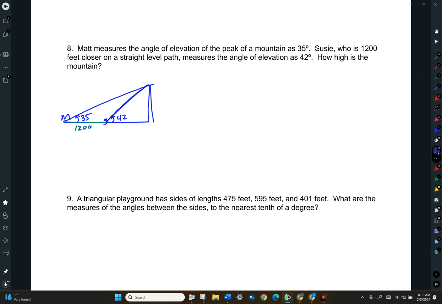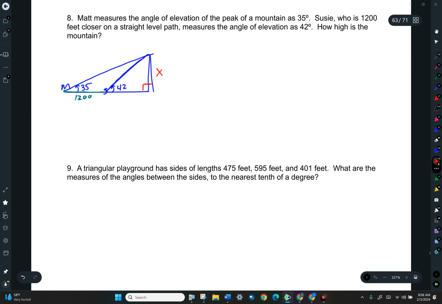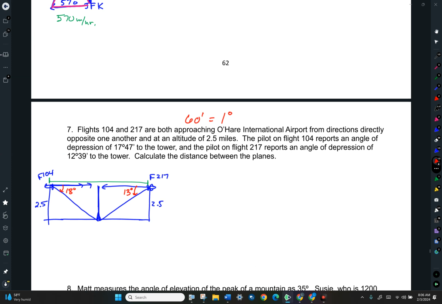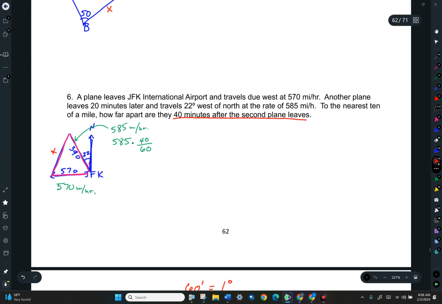How high is the mountain? We're trying to find this. Even though I know it's a mountain, because we're just talking about looking up towards the top, we're thinking of this as being a right triangle. I think number 9 is pretty straightforward as well. So hopefully those pictures will help you get started on some of these problems.